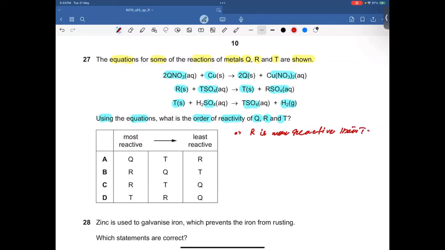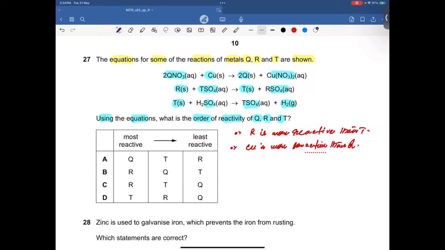All right. Q, whereas Q is more reactive than copper. No, in fact, copper is more reactive than Q because copper can displace Q from its salt solution. All right, so copper is more reactive than Q. And T is more reactive than hydrogen because it can displace hydrogen in the form of hydrogen gas. So T most reactive.